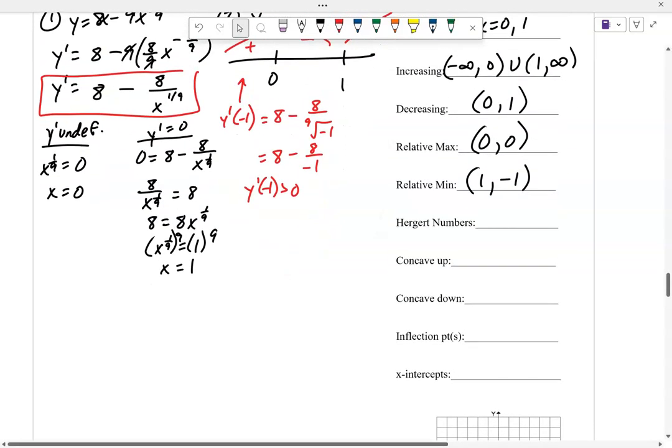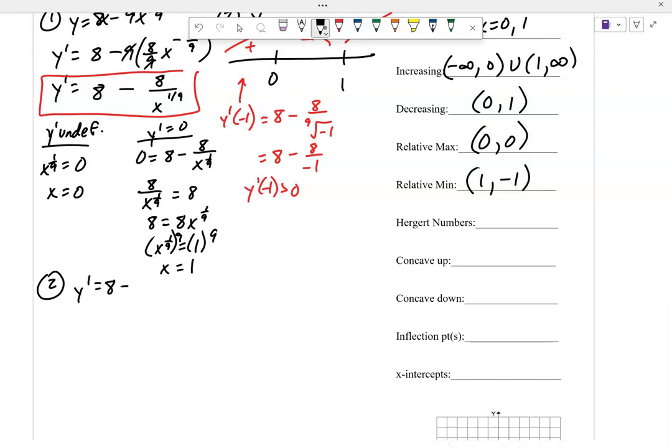Now let's go ahead, number 2, now that we have y prime equals 8 minus 8 x to the -1/9, let's go ahead and take the second derivative and find any potential inflection numbers here. So the second derivative of 8 is 0, derivative of a constant is 0, and then minus 8, now we'll take the derivative of that x to the -1/9, I got -1/9 x to the -1/9 minus 1. -1/9 minus 9/9 is -10/9.